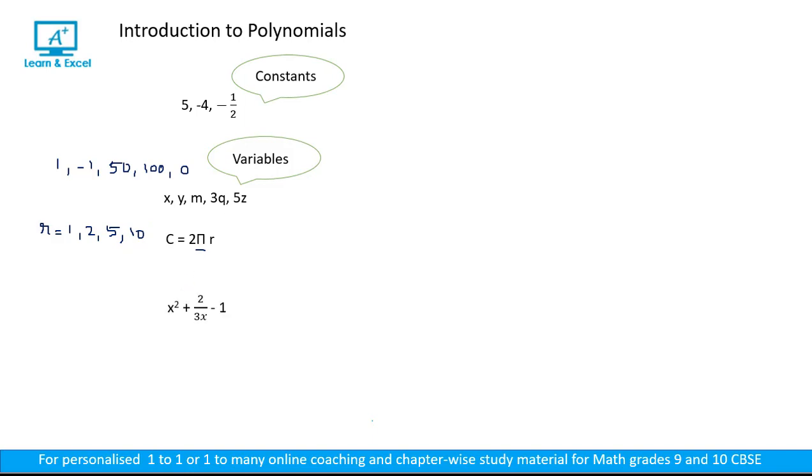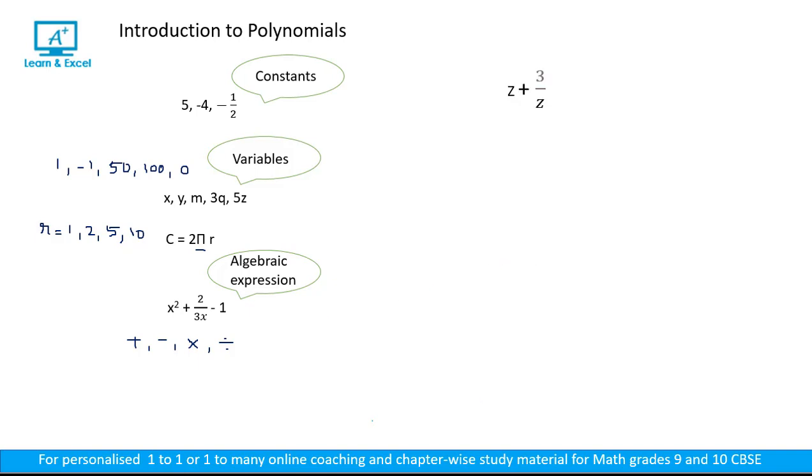Now let us look at this expression, x square plus 2 by 3x minus 1. This is an algebraic expression or a polynomial. Now let us define an algebraic expression. An algebraic expression is variables and constants that are separated by plus, minus, multiplication or division. Now can you differentiate between a polynomial and an algebraic expression? In a polynomial, the variables have only non-negative integral powers. That is, the exponents of the variables are whole numbers and not negative numbers or fractions.